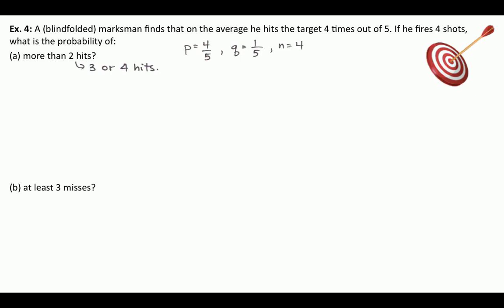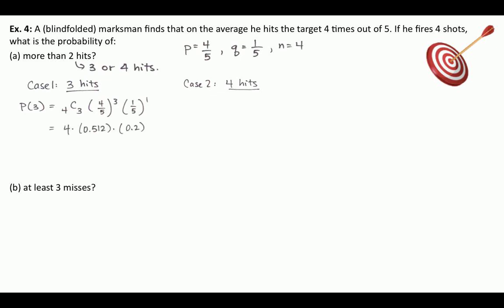Okay. So again, this is going to be a case. Case 1, we're looking at 3 hits. 3 successes. Case 2, 4 hits. All right. So here's the probability of 3 hits: 4 choose 3 times the probability of success to the power of 3 times the probability of failure to the power of 1. 4 times 0.512 times 0.2 gives 0.4096, so about 41%.